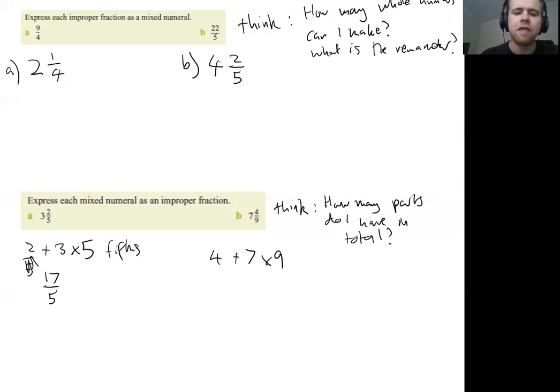Okay, and then I add it together. So 63 plus 4 is going to give me 67 ninths in total. So that's how I worked out converting my mixed numeral into an improper fraction. But I think, how many ninths will I have? Or how many fifths do I have?